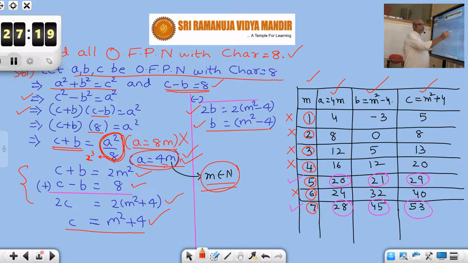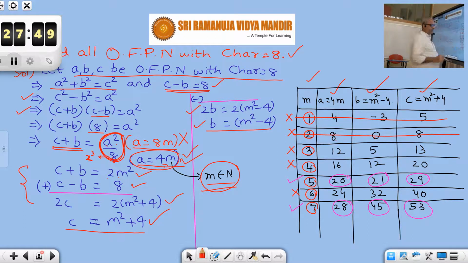And give the values m equal to 1, 2, 3, 4, 5, 6, etc. In the first case, the Pythagorean numbers are 4, minus 3, 5. But negative numbers are not allowed, so it is not correct. Second case, I get Pythagorean numbers 8, 0, 8, but 0 is not allowed, so we can remove this. Third one, 12, 5, 13.